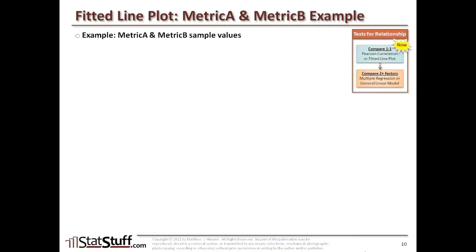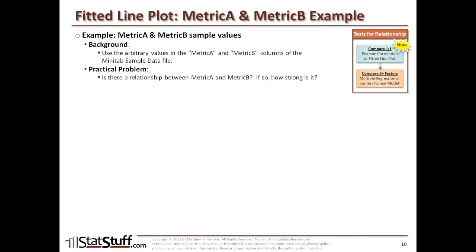Alright, now let's walk through an example of applying the fitted line plot. This example is going to be using metric A and metric B as our sample values. For the background, we're drawing from the Minitab sample data file that's provided on the website. We're going to be using the arbitrary values represented in the metric A column and the metric B column. So the practical problem we're trying to answer here is: is there a relationship between metric A and metric B? If there is, how strong is that relationship?